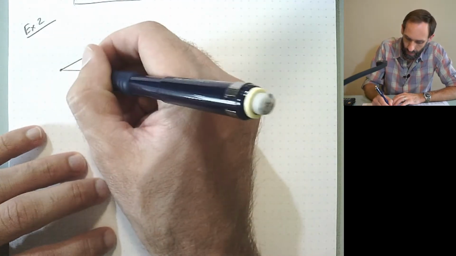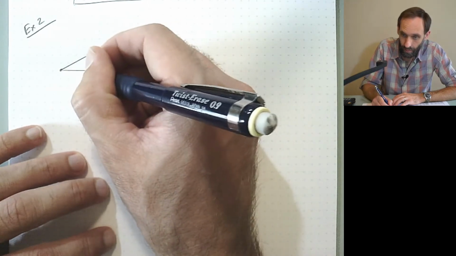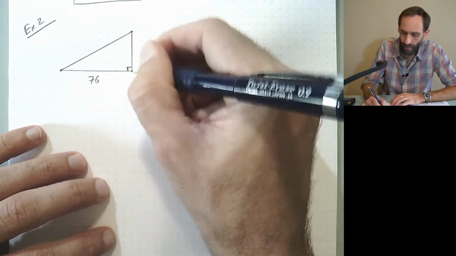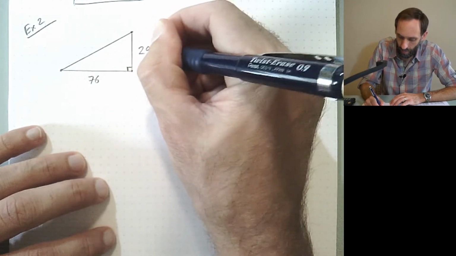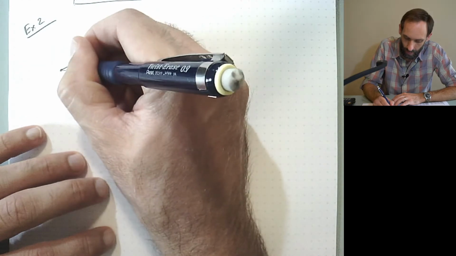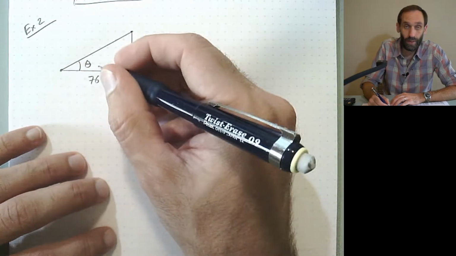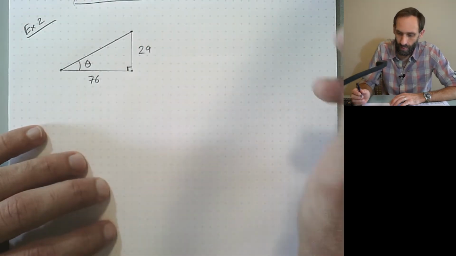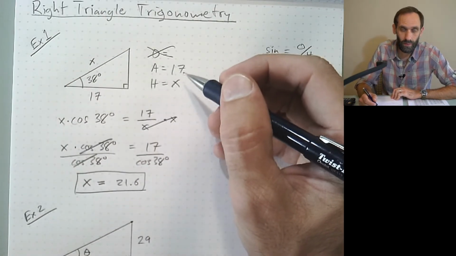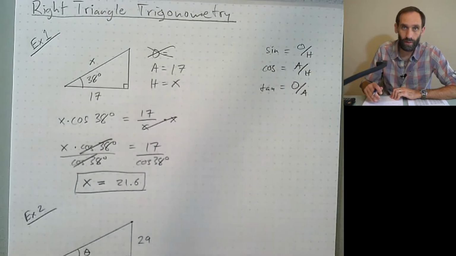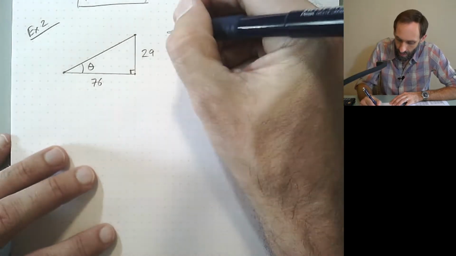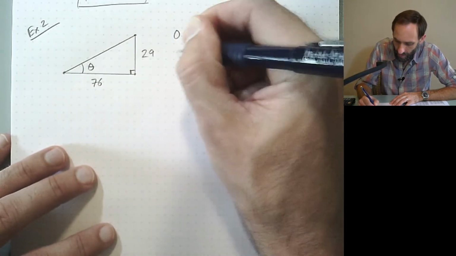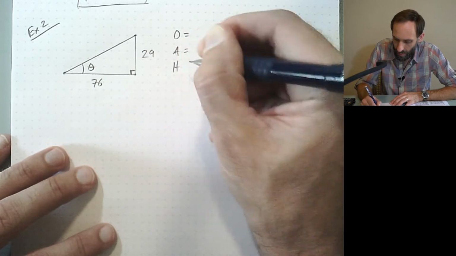So I'll say the side here on the bottom of the triangle is length 76. And this side right here is going to be length 29. And the unknown is my angle. That's the thing that I want to find out. Now, as we did in the previous problem, once again, I'm going to suggest that you actually write out the lengths and write out the opposite, adjacent, and hypotenuse.